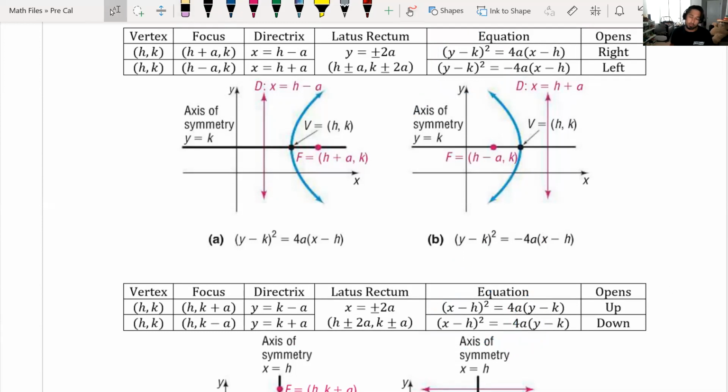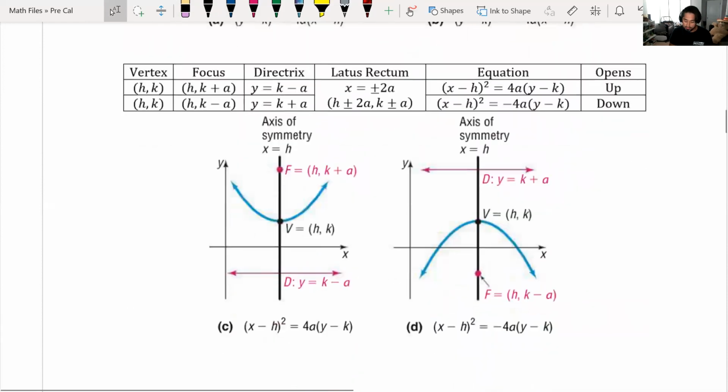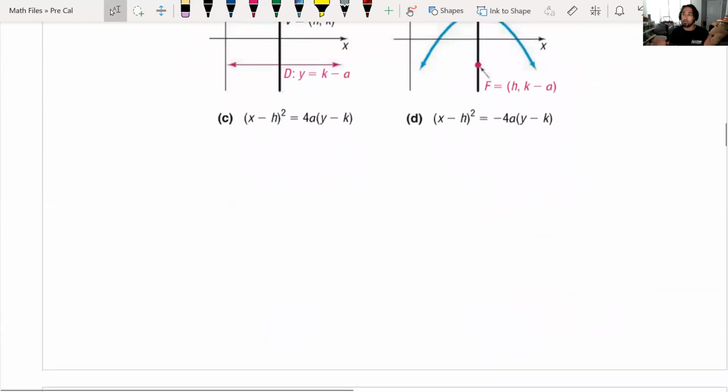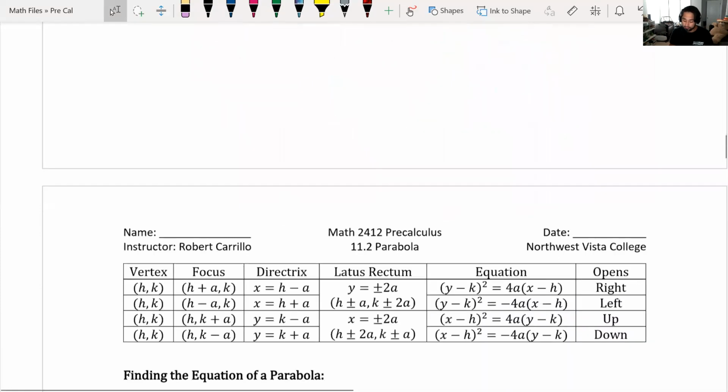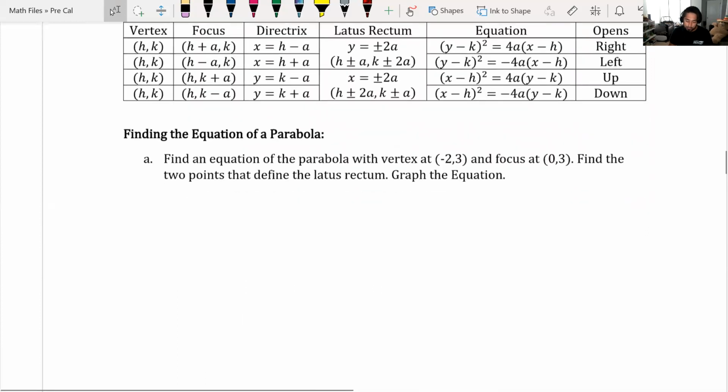All right, excellent. Let's keep going then. Let's get to some problems. Now, this is all the information we need for a parabola. Oh, and looky there, I had the equations for us above in the paper. Okay, so find the equation of a parabola.